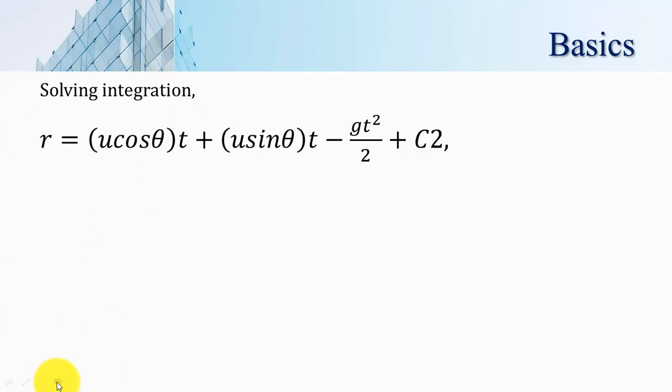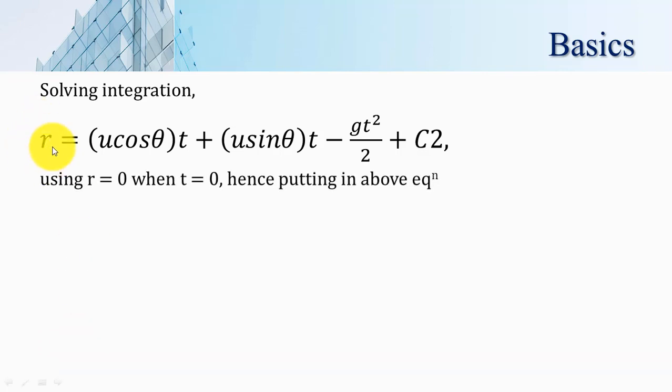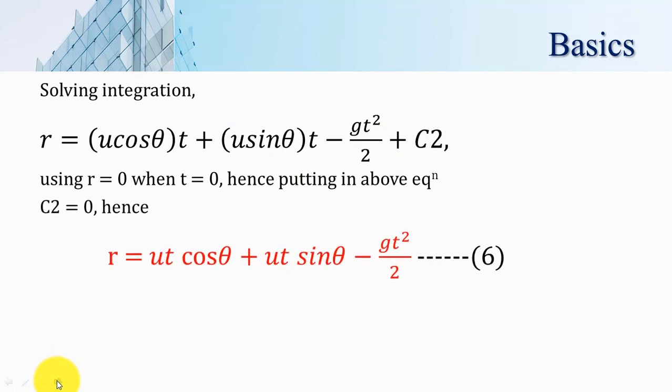So how to get this c2? Again we need to use the condition that when r is equal to 0, it means the position is 0. It is again referring to the origin, where at time t equal to 0 the position will be 0. Just putting r as 0 and t also 0, we get c2 as 0. By putting c2 as 0, the position vector can be defined as ut cos theta i plus ut sin theta j minus gt square by 2 into j.